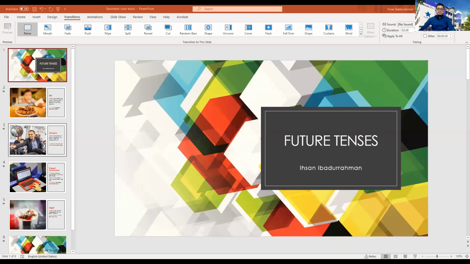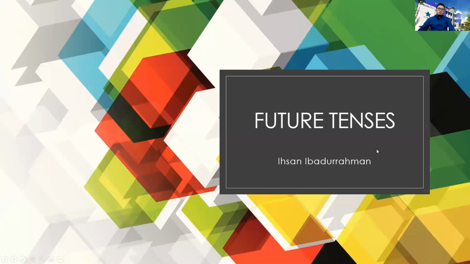So most people commonly use will to talk about the future, but actually there are so many other varieties here that you can use to talk about the future in English. So what are they? Let's take a look.